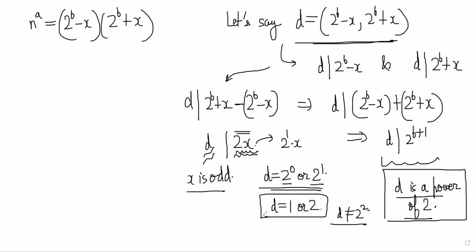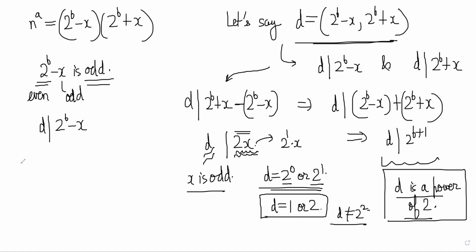Now we know that 2^b − x is odd. Why do we know that? Because 2^b is even, but x is odd. So the subtraction of even minus odd must be odd, right? So if 2^b − x is odd and d divides 2^b − x, and d can be only 1 or 2, how can it divide an odd number? 2 cannot divide an odd number, right? So d must be 1, right?